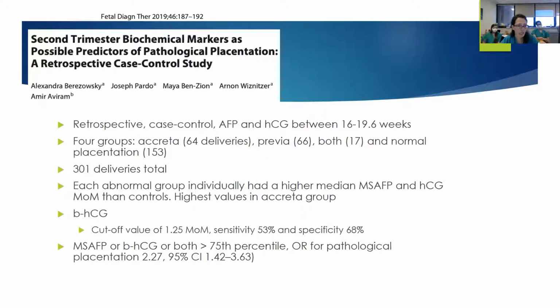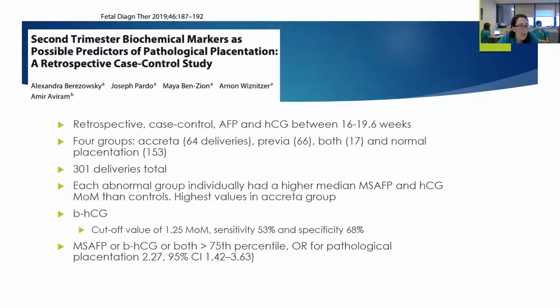Now, in terms of abnormal placentation, this is a study in 2019. It is a retrospective case control study. They measured MSAFP and HCG between 16 and 20 weeks. They had 4 groups: accreta, previa, a group that had both accreta and previa, and another one that had normal placentation. They had 301 deliveries total, and they noted that each abnormal group individually had a higher median MSAFP and HCG MOMs than controls. So patients with abnormal placentation in this group had a higher MSAFP and HCG. And the highest values were noted in the accreta group.